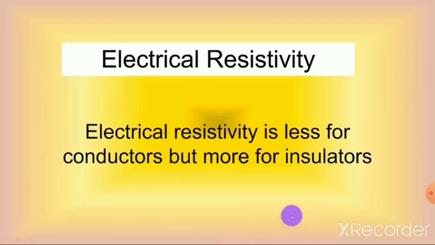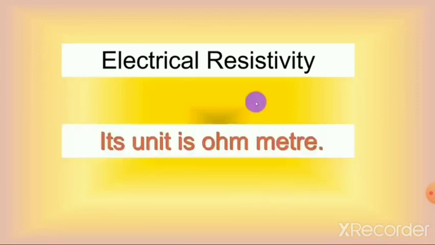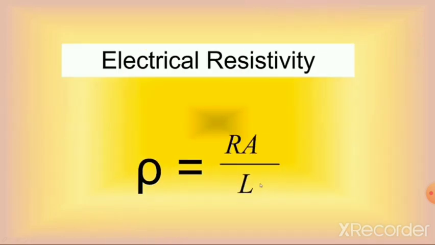Conductors are materials which readily allow electrons to pass through, and insulators resist the passage of the electrons. So the resistivity is less for conductors and more for insulators. The unit for electrical resistivity is ohm meter. Remember that the electrical resistivity is denoted by the letter rho, and rho is equal to RA by L.